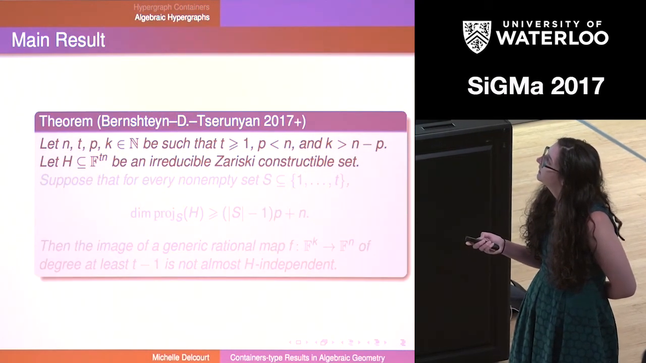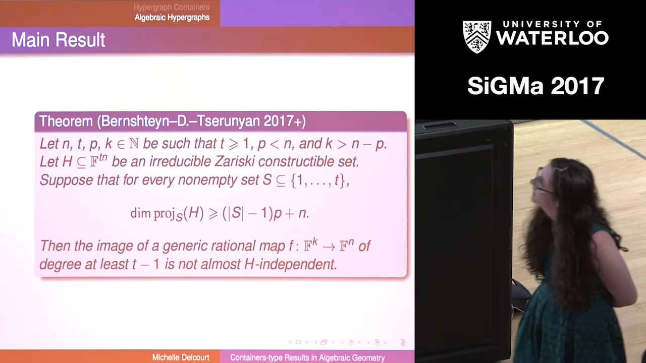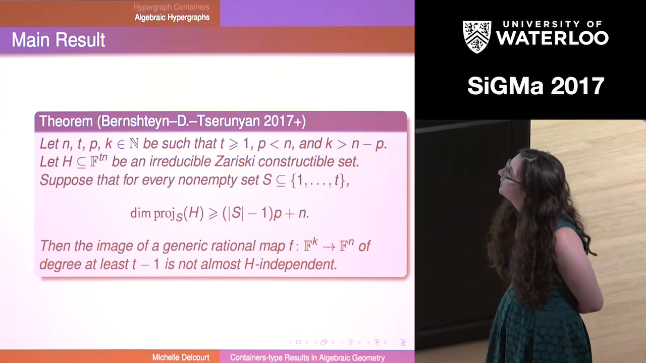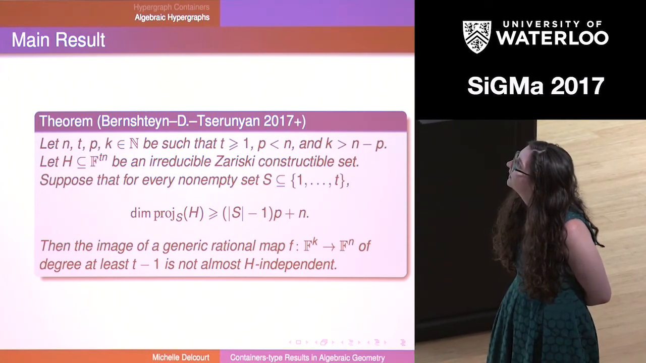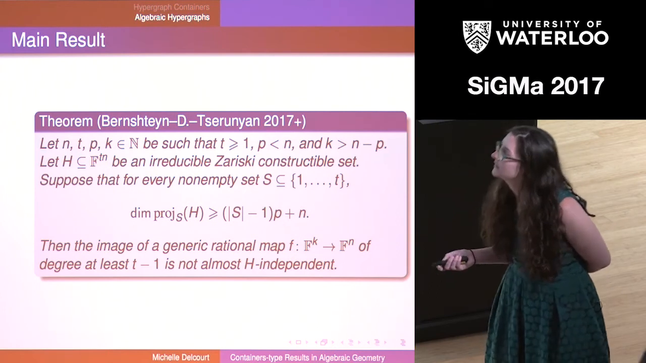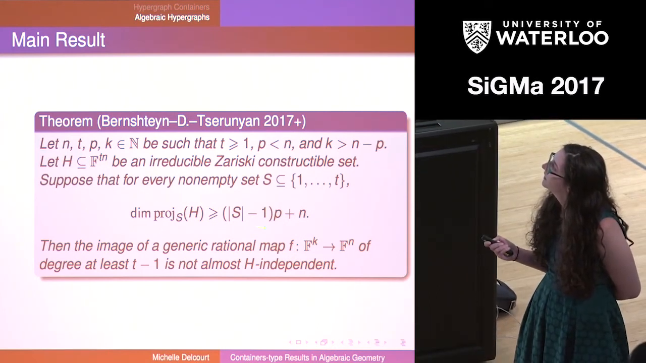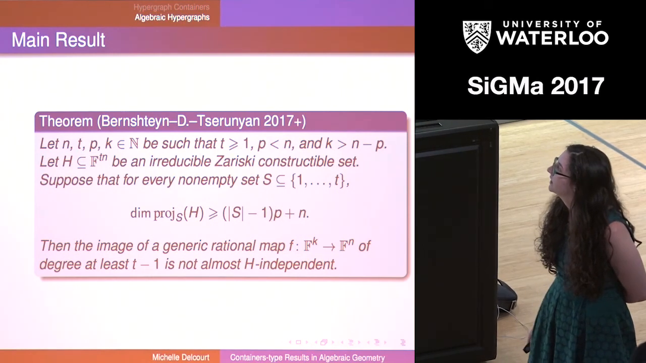And we use it to show a statement in algebraic geometry. If we start out with an irreducible Zariski constructible set, and again, I'm thinking of these as algebraic t-uniform hypergraphs with the codegree conditions, then the image of a generic rational map of degree at least t minus 1 is not almost H-independent.